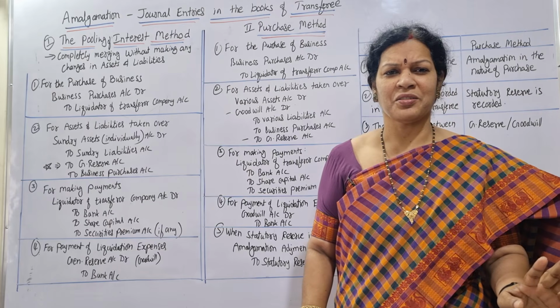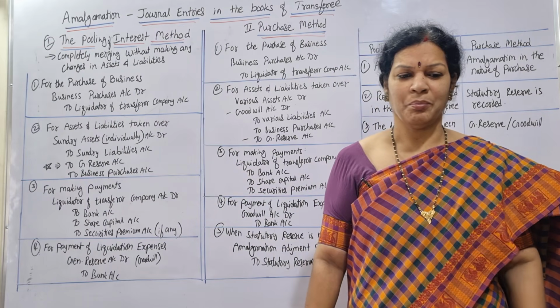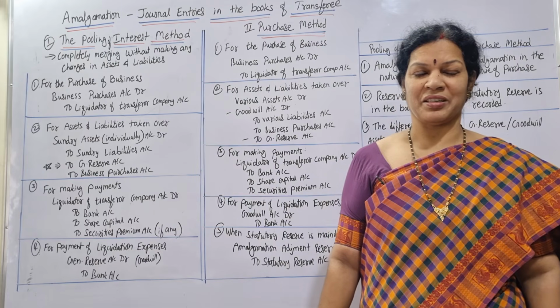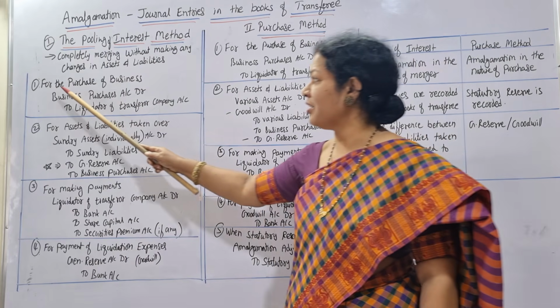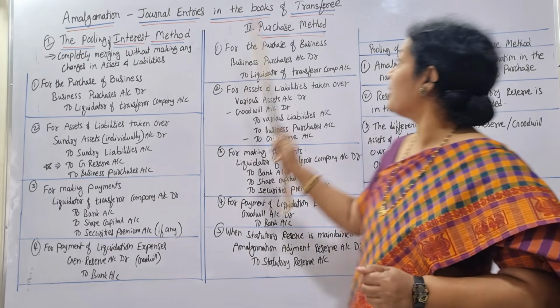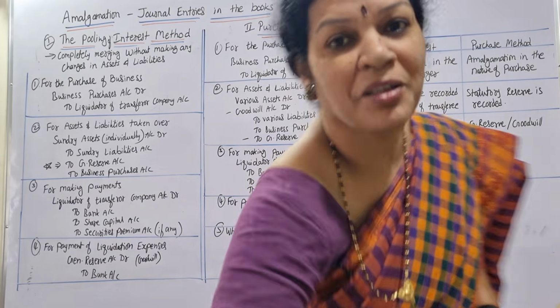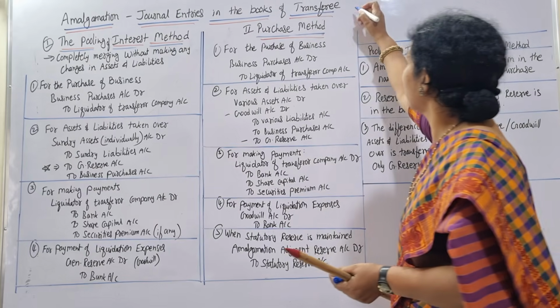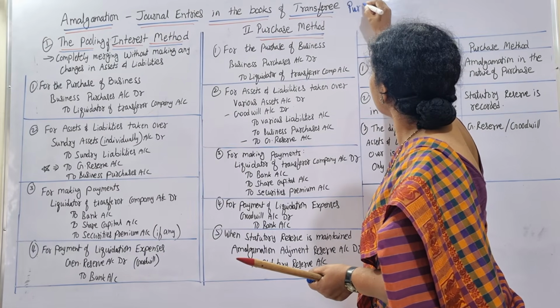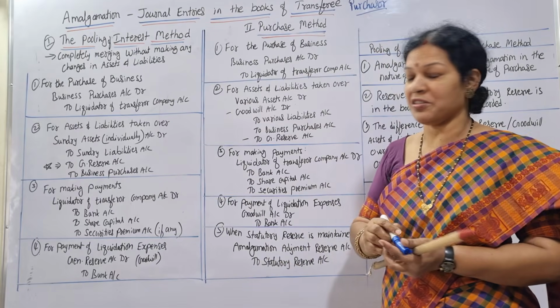Entries are very less, only 4 entries, 1, 2, 3, 4 entries only. But major changes you have to remember. Now first entry is for the purchase of business. This company is purchasing. In the books of transferee, transferee means purchaser.